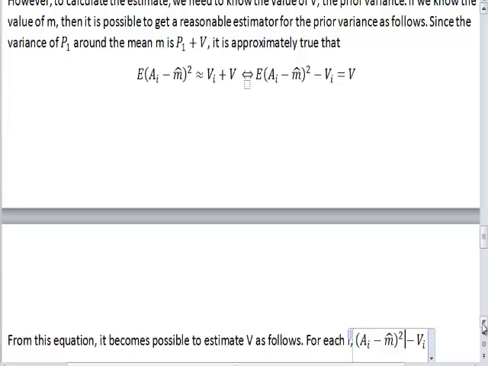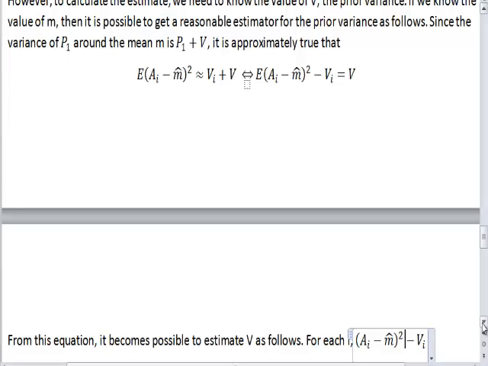Actually, I can calculate it out also. I can put in AI minus M equals AI minus theta I plus theta I minus M, and that will be two components, and you can do the calculation and you can show the cross term cancels, and so the sum of the squares, one will be Vi, the variance of AI around theta, and the other term will be the variance of theta around M, so you will get Vi plus V.